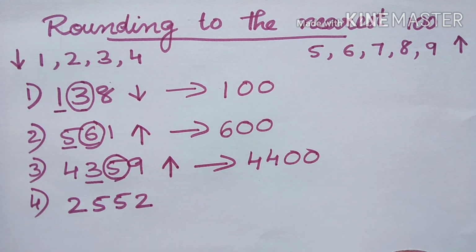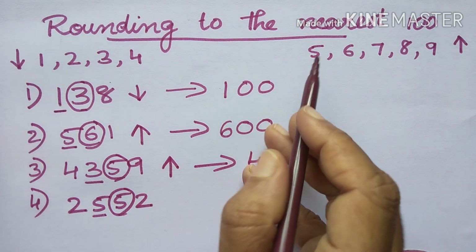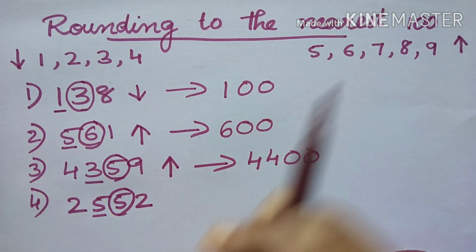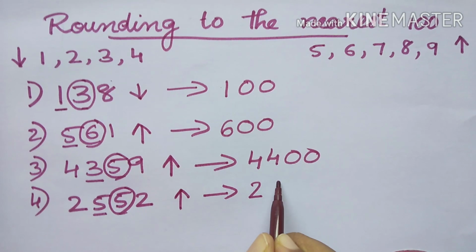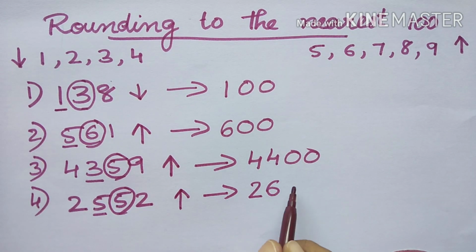2552. Here also underline the number in the hundreds place and see the number next to the hundreds place. It is 5. The number which is 5 and more than 5 should round up. So here answer is the number that comes before the hundreds place, you can write it as same. Hundreds place should round up. Up means write the next number. Next number is 6. Balance number you can put it as 0. One more example.